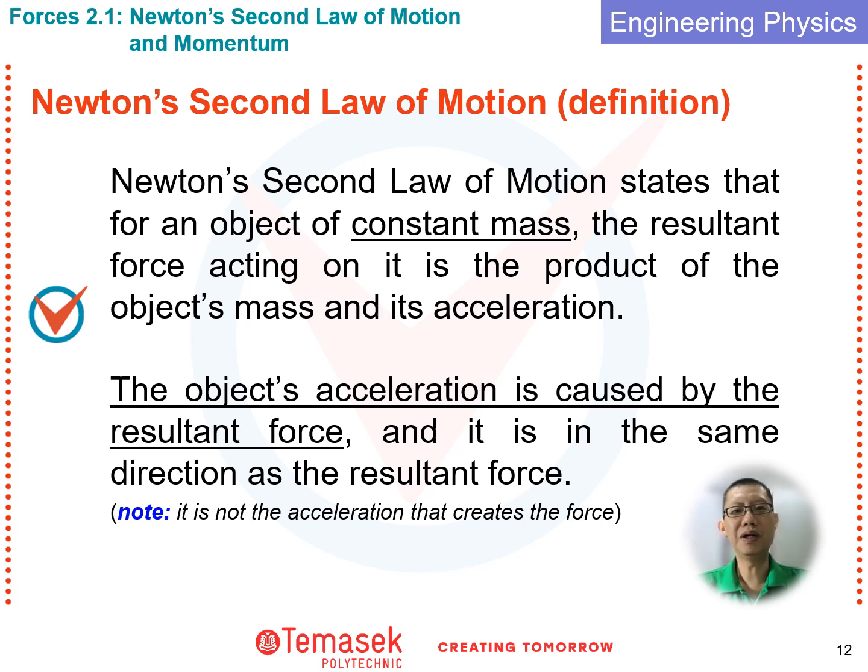Here is the formal definition of Newton's second law of motion. For an object of constant mass, the resultant force acting on it is the product of its mass and acceleration. The acceleration is in the same direction as the resultant force. It's crucial to note that the resultant force doesn't arise from acceleration. Instead, the resultant force causes the acceleration. The acceleration always aligns with the direction of the resultant force.